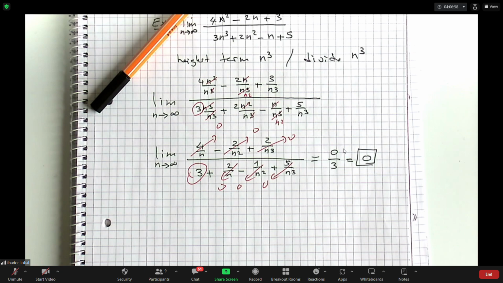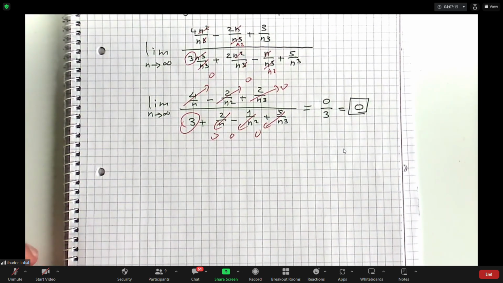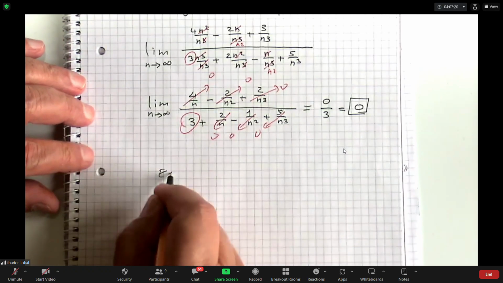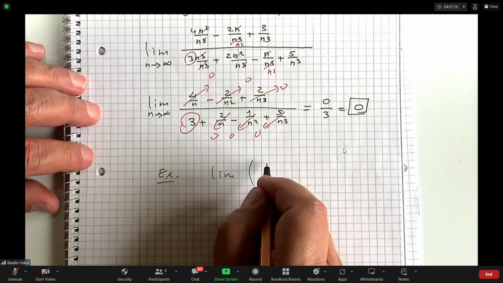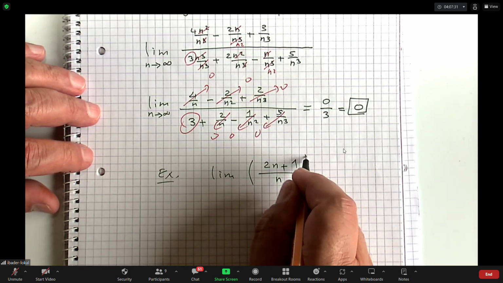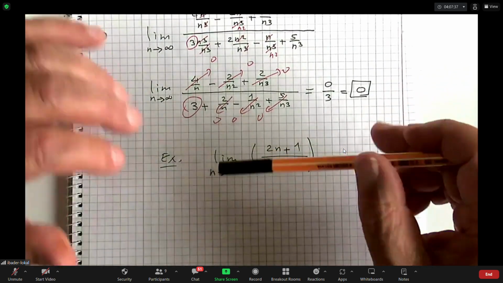Okay, so these are the three cases. And after we get back from the holidays, we will get more examples. For instance, this morning we had the problem. Now sometimes you can solve it using different techniques. For instance, evaluate the limit of, let's say, 2n plus 1 over n as n approaches infinity.